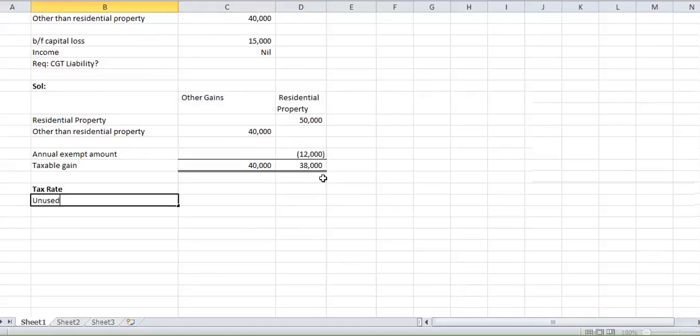Unused basic rate band. So the amount of the unused basic rate band is 37,500. And the tax rate would be lower, 10%.